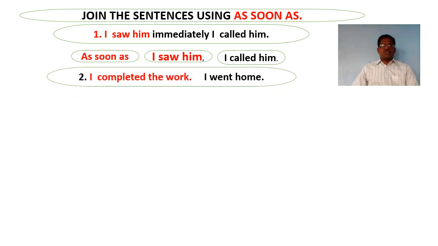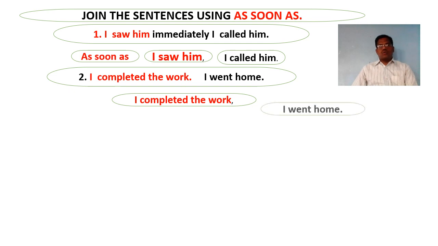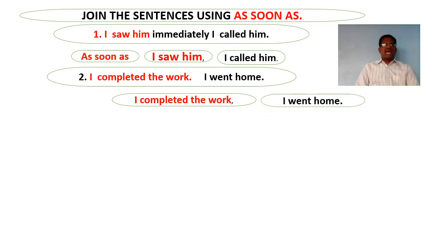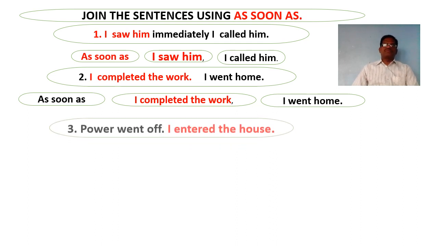And example number 2: I completed the work, I went home. Here we have to first identify the earlier action. The earlier action is I completed the work, and the latter action is I went home. And now where to keep as soon as? As soon as is to be kept before the earlier action, that is I completed the work. So the right answer is: as soon as I completed the work, I went home.